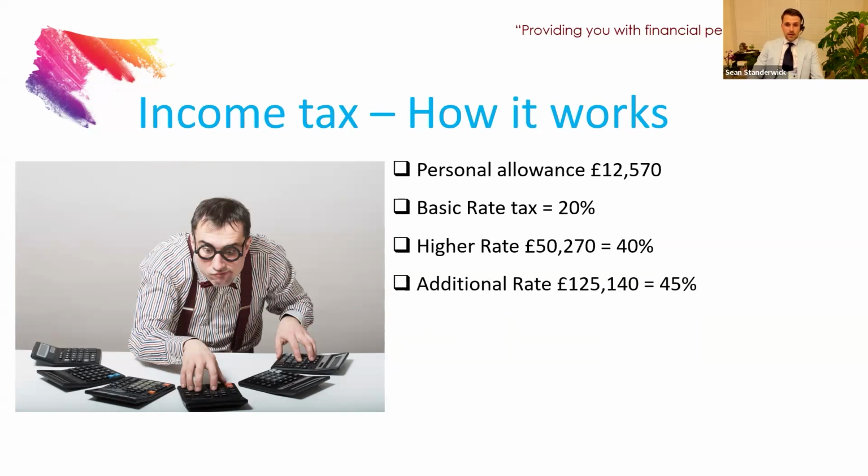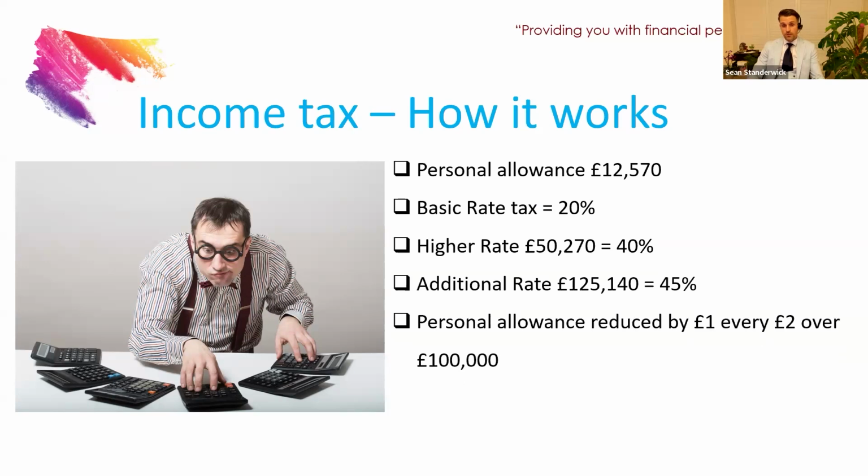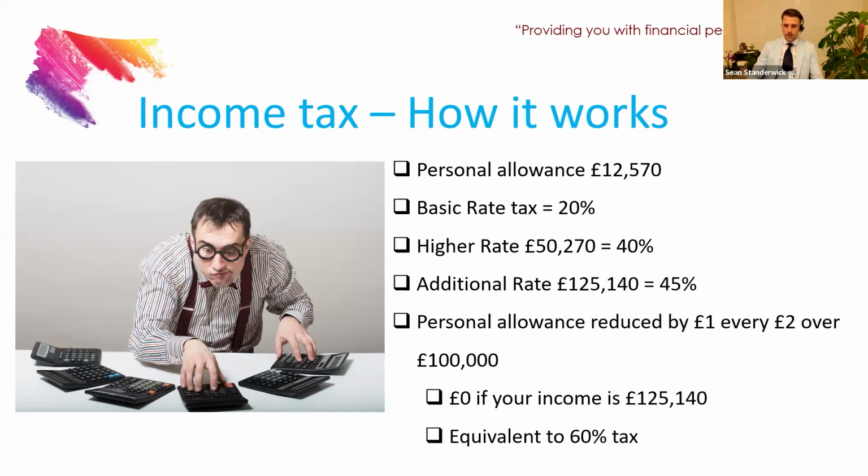Then you have your higher rate, and that's at 125,140, and that's at 45%. Now, what's interesting here is that the personal allowance can also be lost. So £1 is lost for every two over £100,000. What this means is that if you do have an income of 125,140 or higher, you don't have your personal allowance anymore. And this is where it said you're equivalent to a 60% taxpayer.